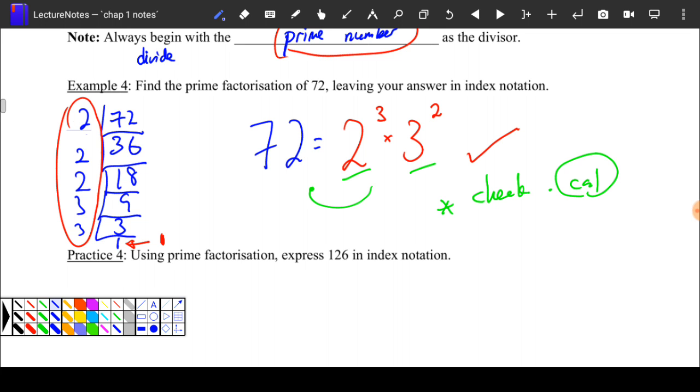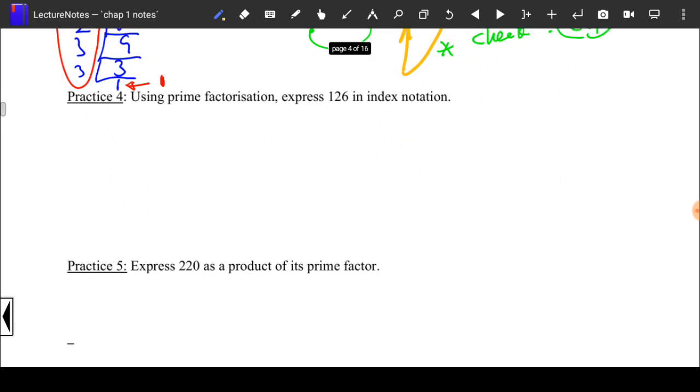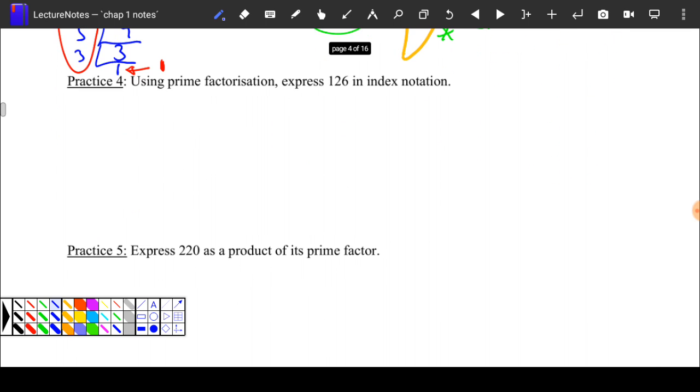So the idea of index notation is to express a number in their base and power. Base and power. Clear so far? What is this called? What does this represent? Index notation. Very good, index notation. Clear so far? Okay, now let's go to the next one. 126. Okay, you try this example and then we go back home. Okay, I want to express in index notation. So 126. What do I do first?